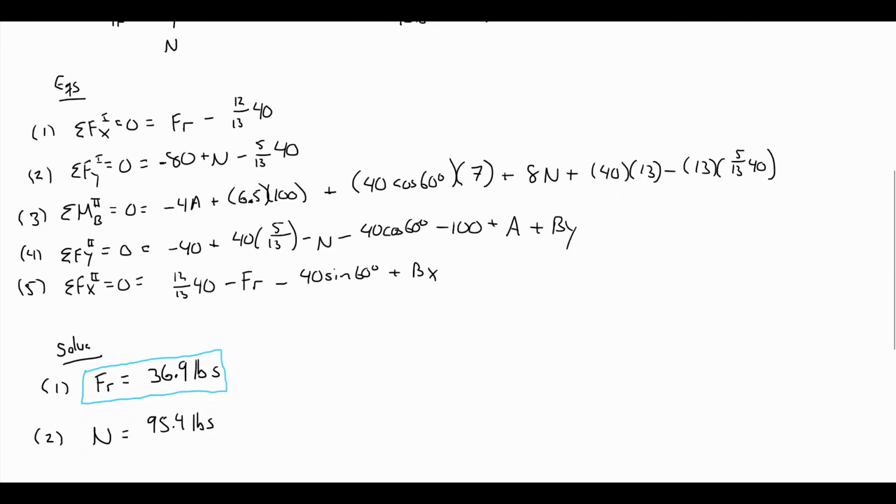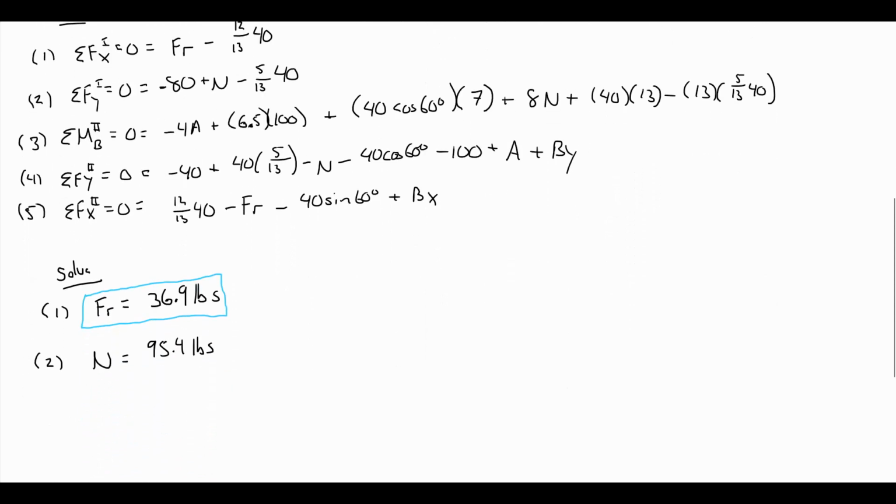So going to the solve step in 3, solving that, A is able to be solved for is 468 pounds. I assumed up, it's positive, so my assumption was correct. Equation 4 now, I know A, I know N. By, I don't know. By, I get a negative 228 pounds. It's negative, so I assumed it was up. It's actually down, and that's okay. It's a pin. It can be pointing down.